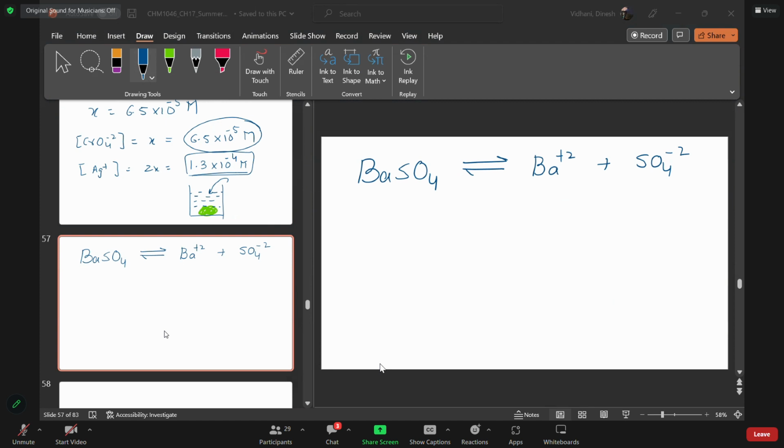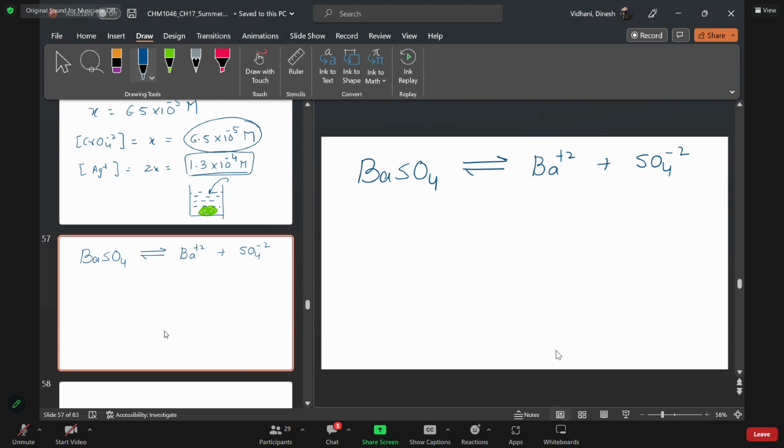Remember Le Chatelier's principle. What happens when we add the common ion on the right side? What should happen? We solved that problem last time. The equilibrium will shift to the left, right? So what should I expect? Less of barium sulfate in terms of ions on the right side. So the solubility of barium sulfate will fall.